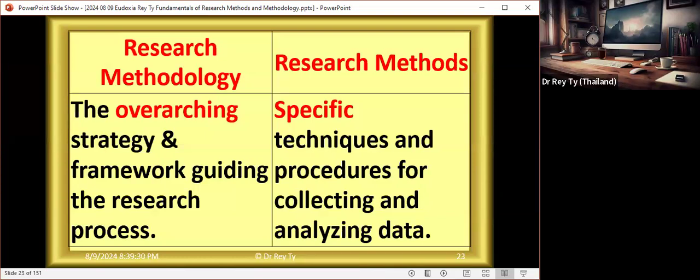Methodology is the big picture. It's the umbrella which guides a paper. Research methods are specific ways by which we collect and analyze data. So one is the big picture. Think of it as an eagle flying. And then research method, think of it as little ants or bees doing things.